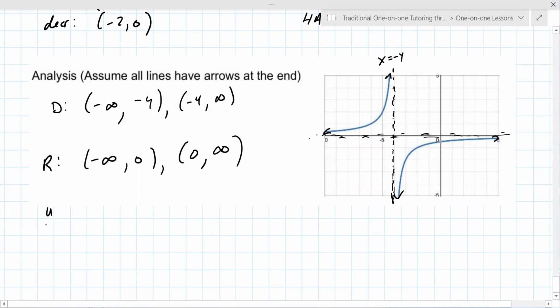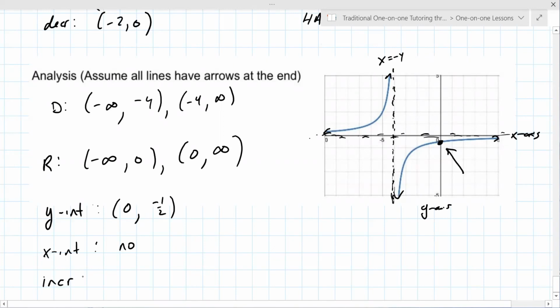All right. Does this have a y-intercept? It's wherever it crosses the y-axis. So kind of right there. What do you see there? So 0, maybe -1/2. Does it have an x-intercept? Does it cross the x-axis anywhere? No. Okay.